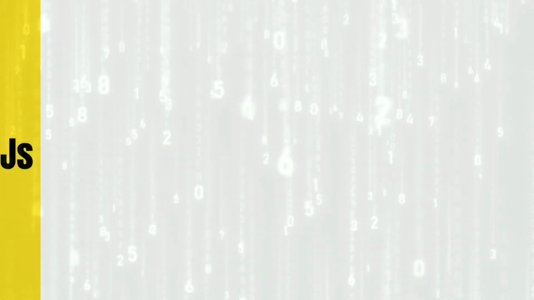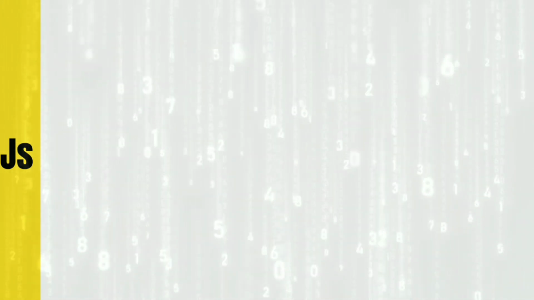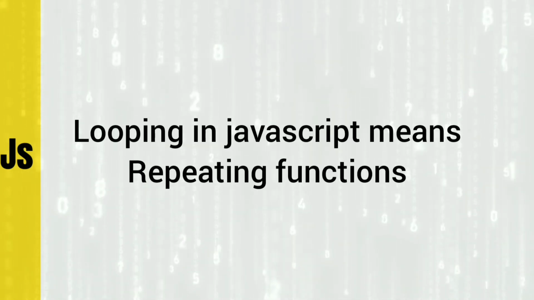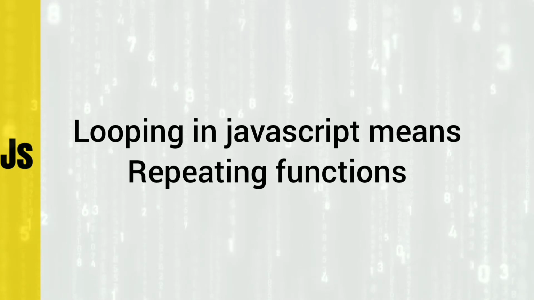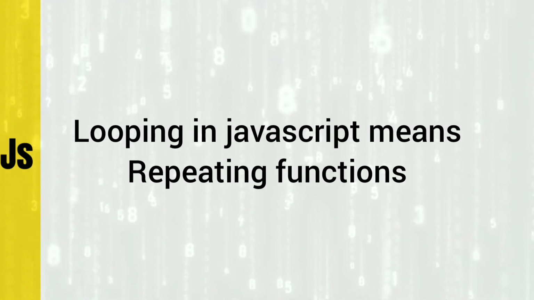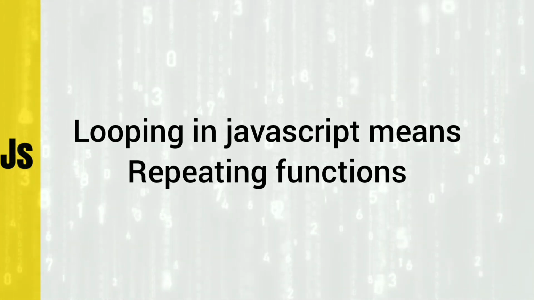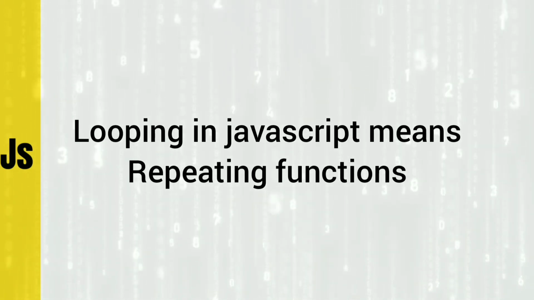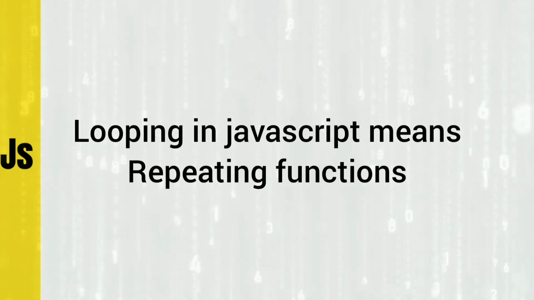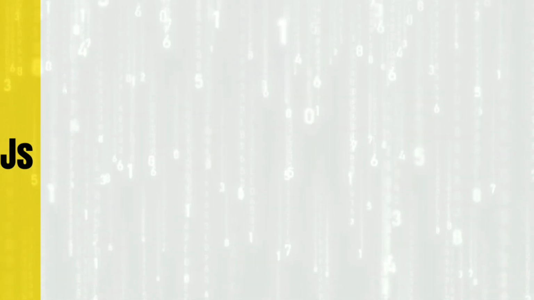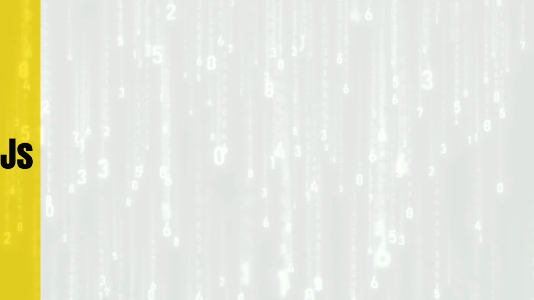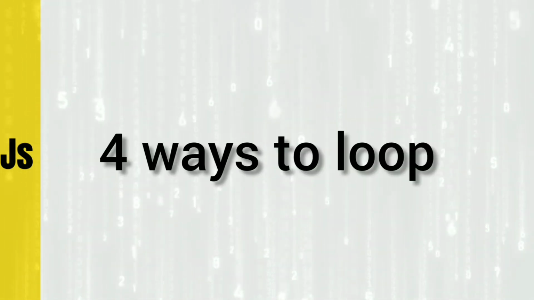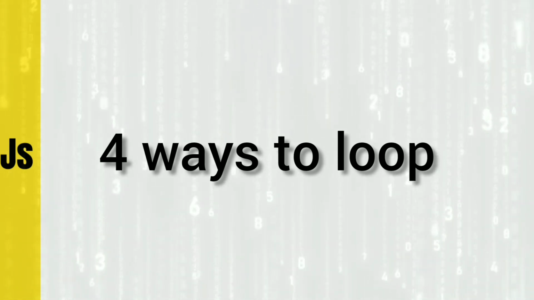This definition helps a lot to understand the concept in JavaScript. So, when we are talking about looping in JavaScript, we are talking about repeating actions, repeating code, repeating blocks of code. So we are talking about functions that we want to repeat, but in a way that looks like a circle.